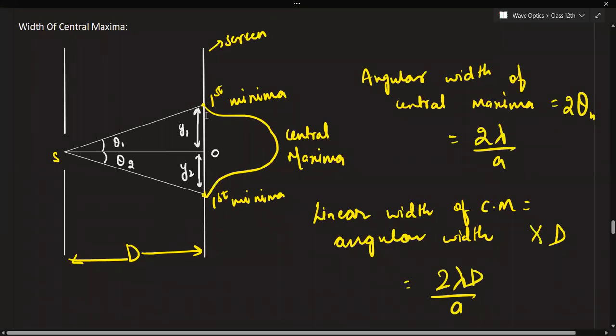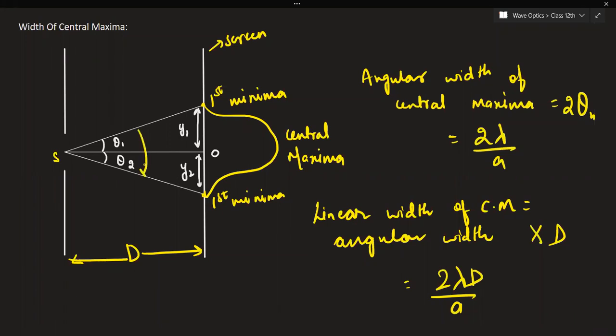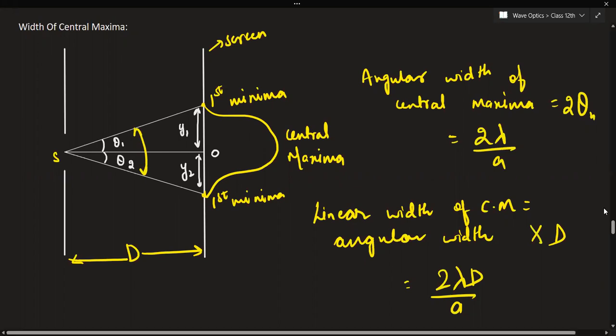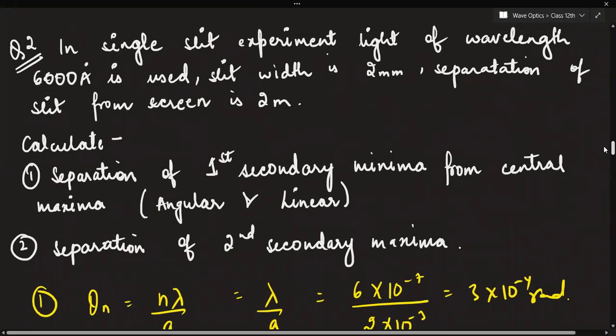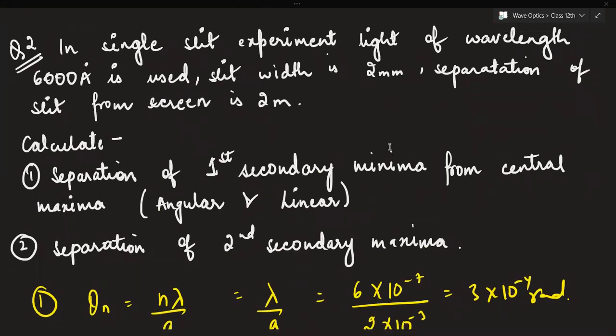This is the angular width of the central maxima. All right, and this is the linear width of central maxima, 2 times this y. Fine, note down this question along with that part, then we'll quickly complete the intensity distribution curve that is left.